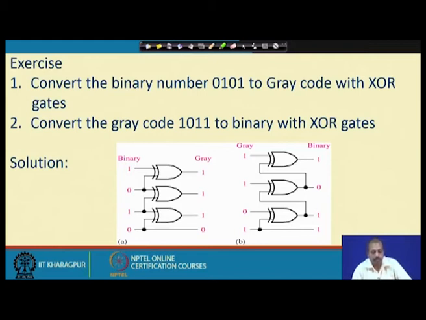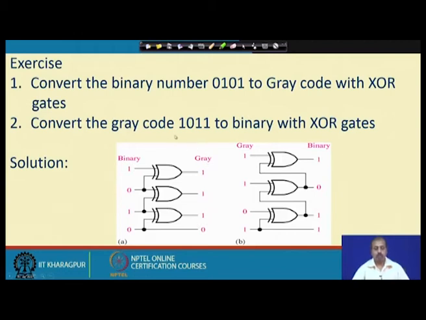So, we can convert binary numbers 0 1 0 1 to gray code like this. This is 0 1 0 1, the binary number. Now, for the gray code, this is the circuit for the gray code converter. So, 0 will be copied here, then this 0 and 1 are XORed to get 1, then this 0 and 1 are XORed to get 1. So, this way it goes. The final solution becomes 1 0 1 0; when it is converted to gray code, it is 1 1 0 0.